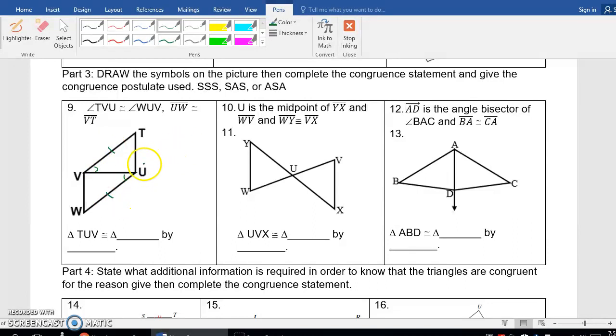Alright. Now the other part is this middle line right here. Again, we are using the reflexive property, so I know it's congruent to itself. Now we can write the congruent statement. Triangle TUV is going to be congruent to triangle WVU because we've got to figure out the corresponding sides. T corresponds with W. U actually corresponds with V on the other triangle.